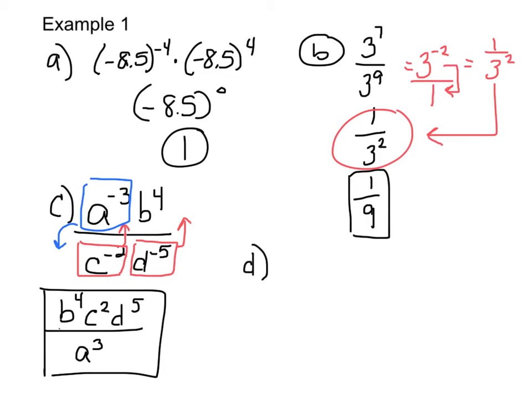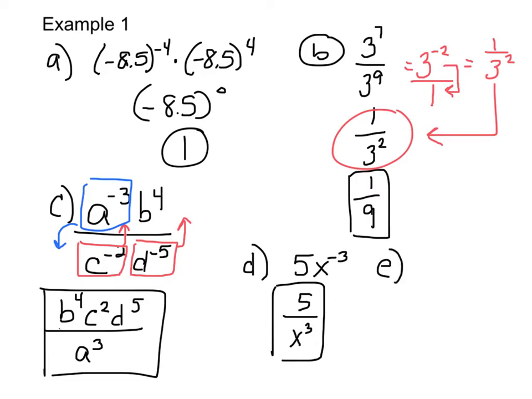D. Let's do 5x to the negative 3 power. Now, what's being taken to the negative 3 power? Only the x. Therefore, the 5 stays on top, the x to the negative 3 goes on bottom, and becomes x to the 3rd.